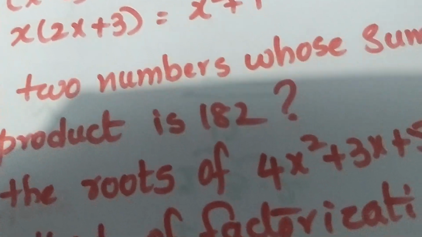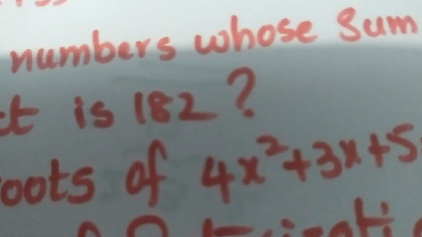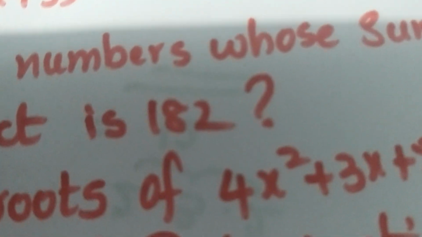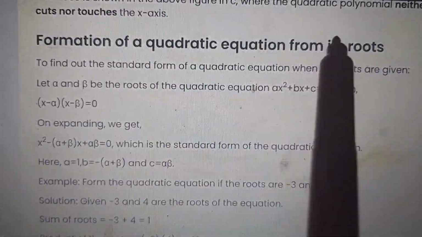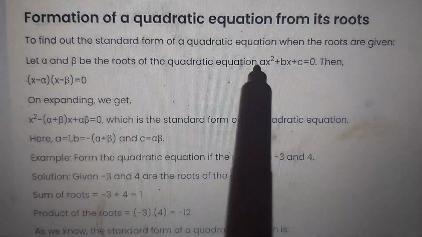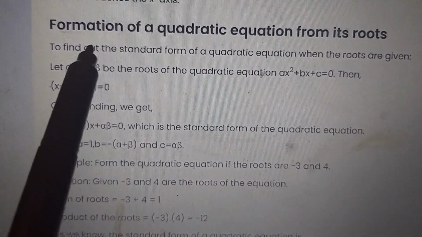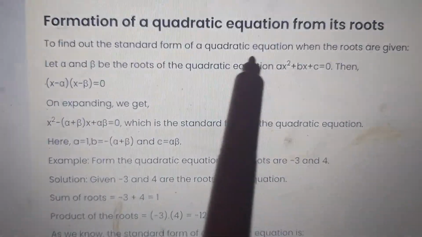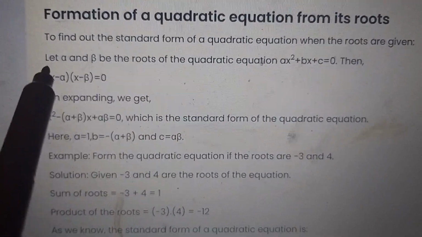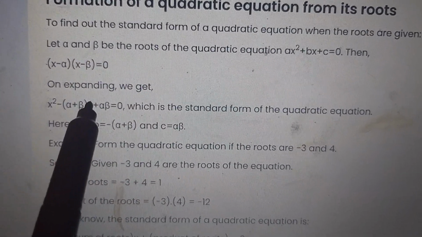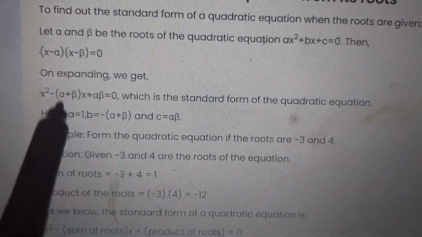Graphical representation is not important, children. If you have studied it already, it's okay, but I am explaining the important problems. Formation of an equation from its roots: to find the quadratic equation when the roots are given, if roots are given in the question, how will you find it? Let the two roots be alpha and beta. We have to find alpha plus beta and alpha beta, substitute in this, then we will get the quadratic equation.